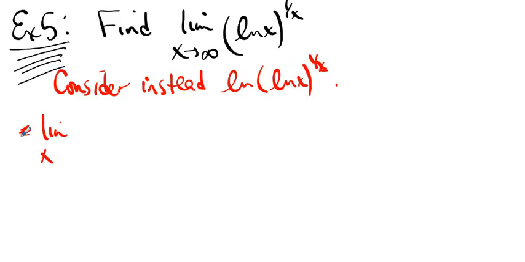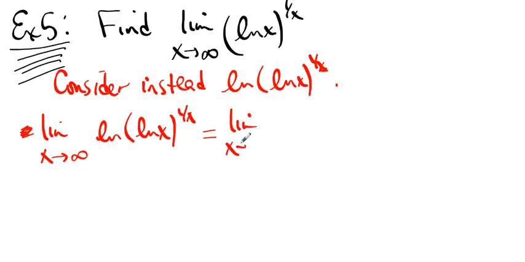The limit, sorry, it's not equal. These are not equal. This does not get an equal sign. Limit, x approaches infinity, ln of ln x to the 1 over x. Well, we know from algebra that this 1 over x can come down in front, and if it comes down in front, it's really there. And now L'Hopital's rule applies.